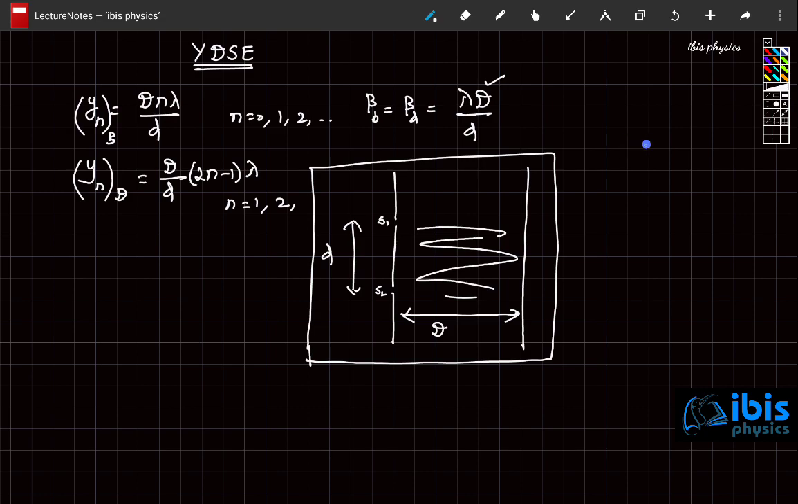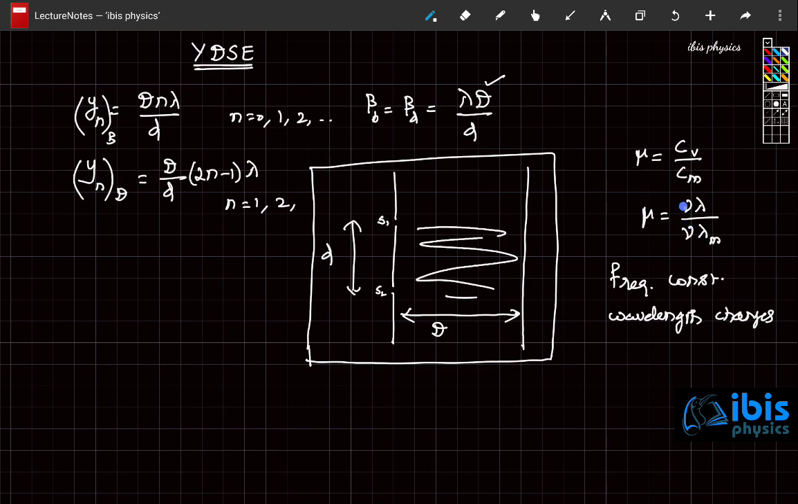In that case, we know that the refractive index of a liquid is equal to velocity in vacuum by velocity in the medium. So mu is equal to frequency into wavelength in vacuum divided by frequency into wavelength in the medium, because when light travels from one medium to another medium, frequency remains constant. Frequency is constant, wavelength changes. So from this relation, wavelength in a medium is equal to wavelength in vacuum by refractive index.